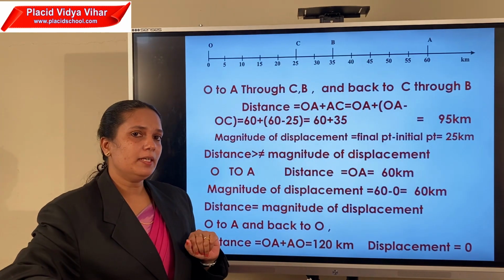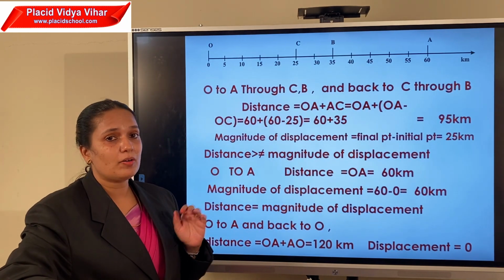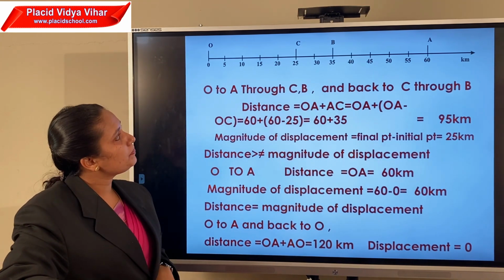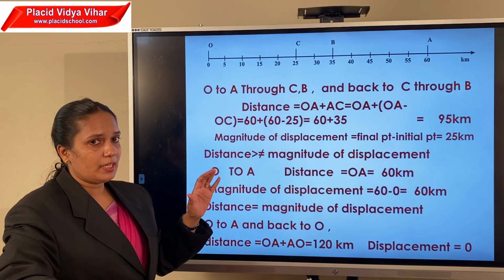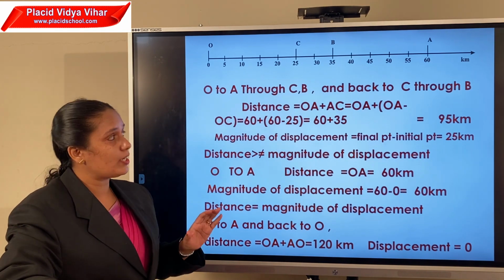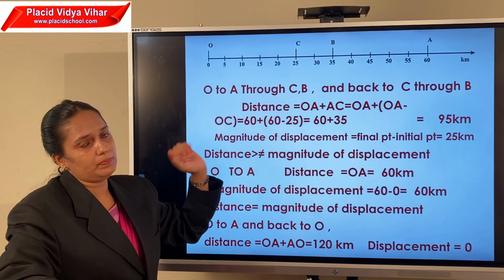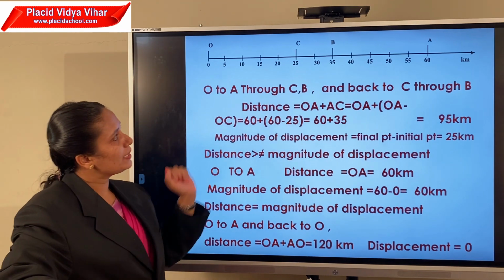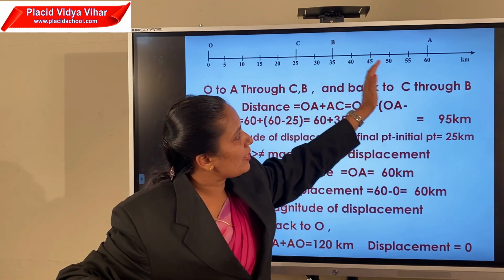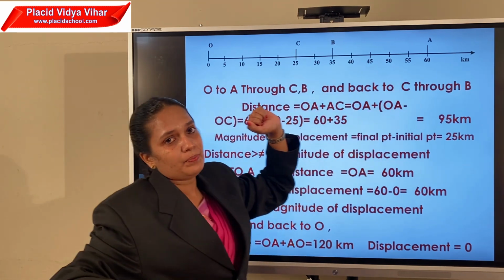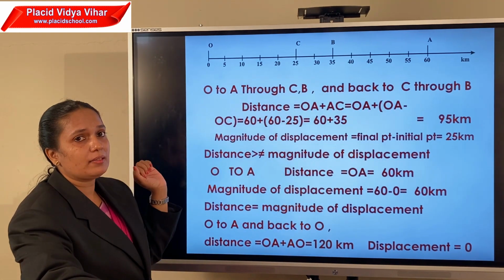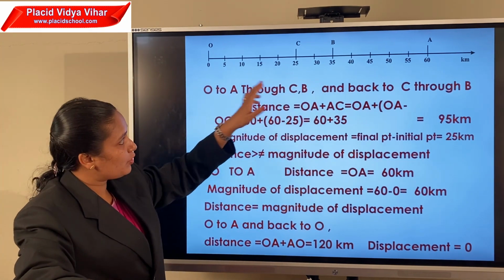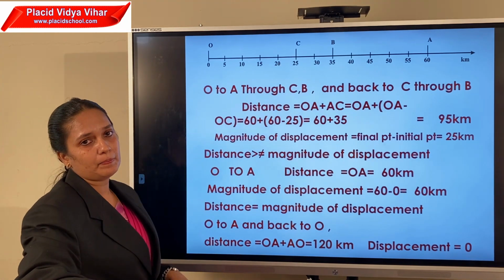Here is the next example. This example is taken from our textbook that we are referring. O is the reference point. That means here the object starts its journey from point O. So at first the object moves through C, B and reaches point A. Then it moves back along the same path through B. Then it reaches point C.